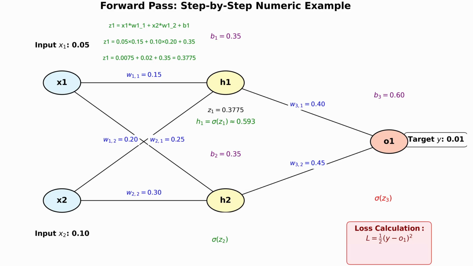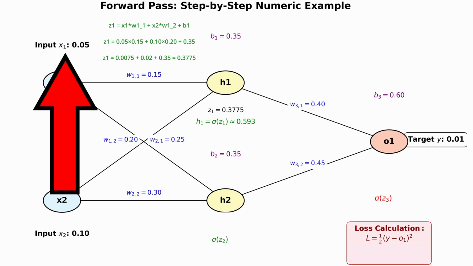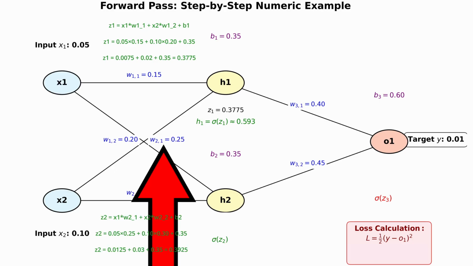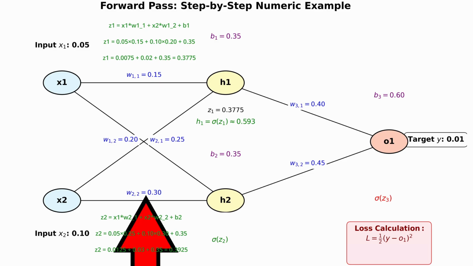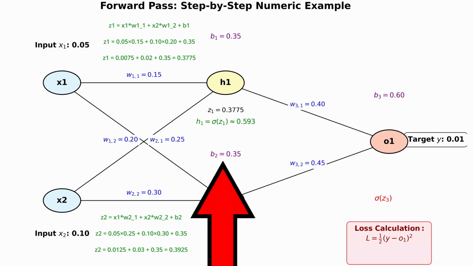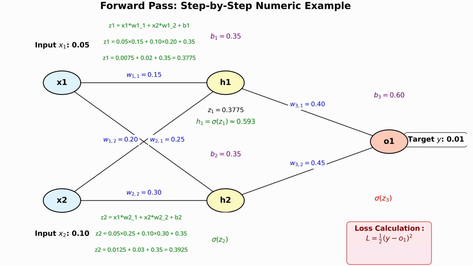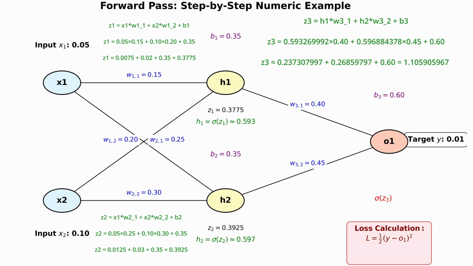To compute our second hidden neuron, we do the same. First input multiplied by its respective weight plus our second input multiplied by its respective weight, and we add the bias to it. We get an approximation of 0.39. We apply the sigmoid function again and approximately get 0.596.